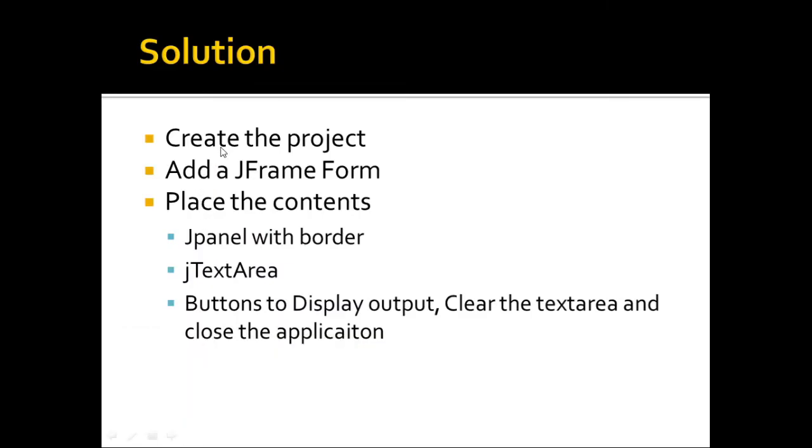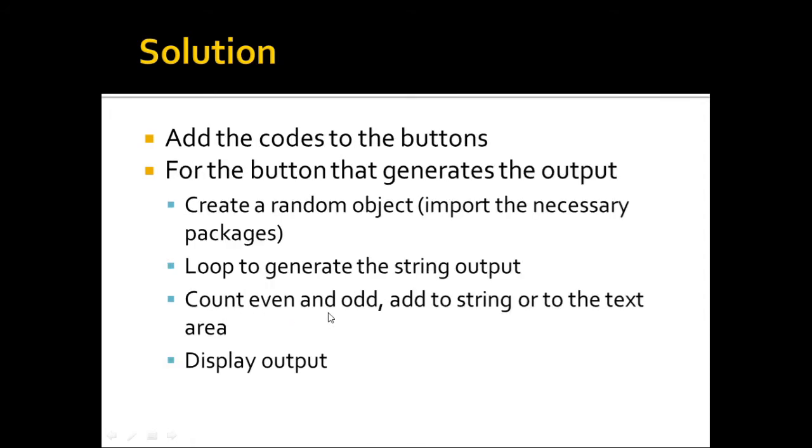So here's a project. We created the project. We added a JFrame form and we placed the content. So that's what we have done so far. We have placed a JPanel, the JTextArea, and then the buttons to display the output, clear the text area, and close the application. So the next now is we add the code to the buttons. Actually, we have done that already for our close button.